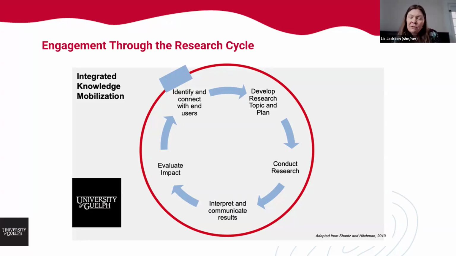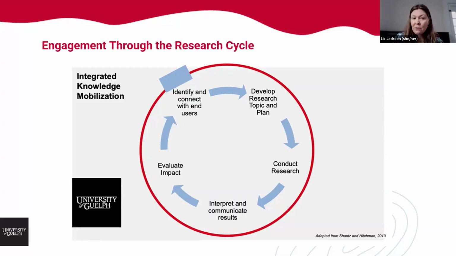So in a traditional research model, researchers typically would shape their research based on their own knowledge, understanding, expertise, and vision. And then at the end, sort of be like, oh, hey, let's disseminate what we learned. So that's called end of project knowledge mobilization. It works very well in some contexts and very poorly in others.